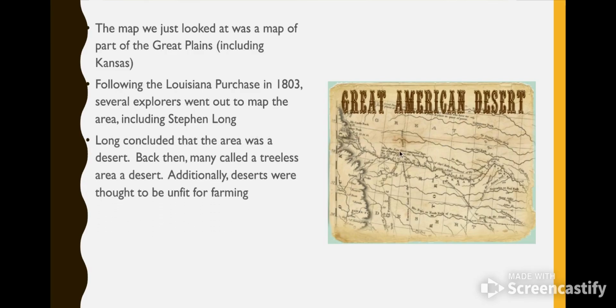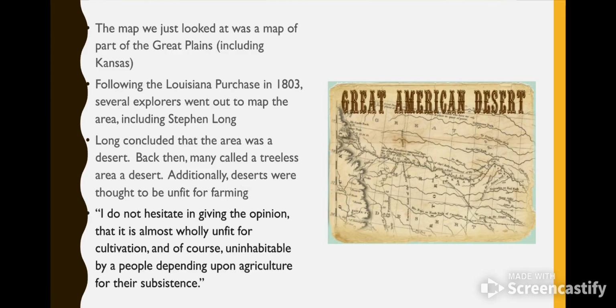He goes out and he concludes that this area in the map is the Great American Desert. And he concluded that because there were no trees. Back then, the general feeling was if you didn't have trees, it was a desert. Additionally, if it was a desert, you couldn't farm. So he wrote this: "I do not hesitate in giving the opinion that it is almost wholly unfit for cultivation, and of course uninhabitable by a people depending on agriculture for their subsistence."